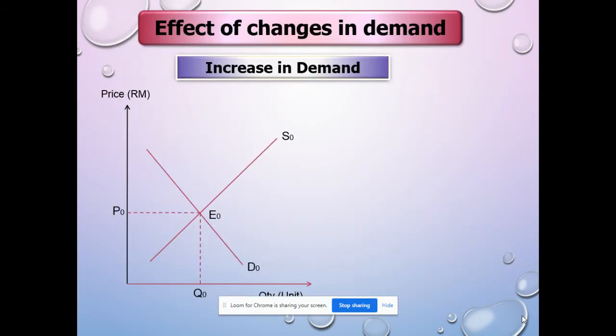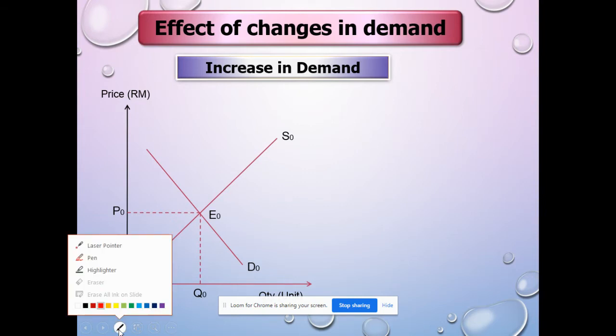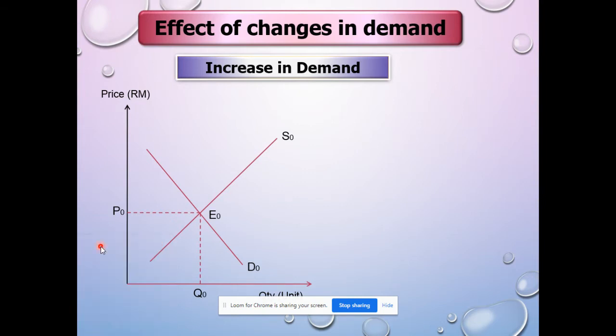Okay, so here first is the effect due to the demand, increase in demand. So what are the factors that demand will increase? Okay, that will affect the demand. So demand will increase, for example, number of buyers increase. So the initial point is at E0, with S0, D0. So the equilibrium point is at E0.